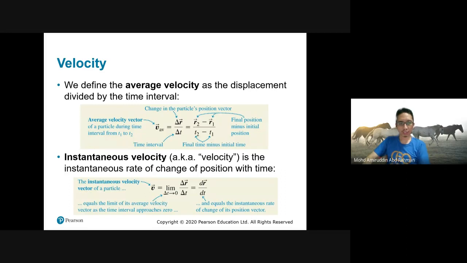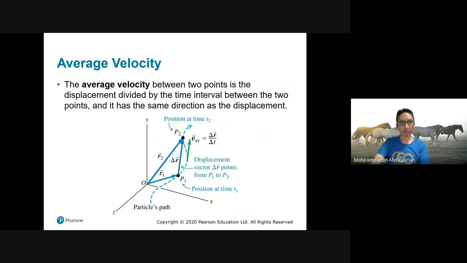And then what is the instantaneous velocity? It is a similar concept, so we reintroduce it again, but this is for 2D. It is the instantaneous rate of change of position with time. So you have the limit as delta t goes to 0 of delta r over delta t. It is similar to the 1D instantaneous velocity, except that now r is a vector.